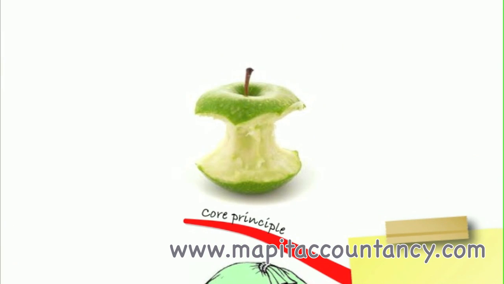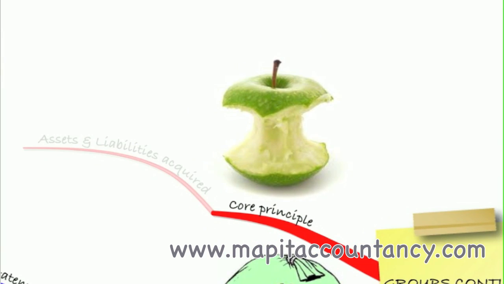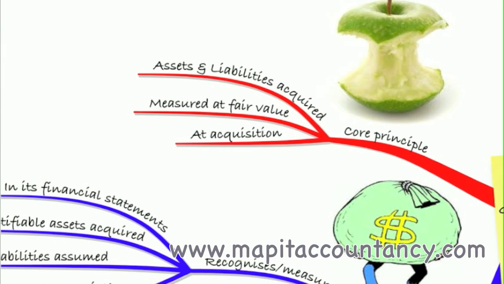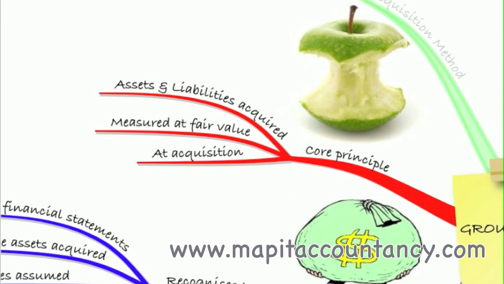So the core principle in IFRS 3 is fair value. So the assets and liabilities acquired are measured at fair value at acquisition. So if in doubt, if you're looking at something in a calculation on groups and you don't know what value to bring it in at, fair value. That is the core principle of IFRS 3.